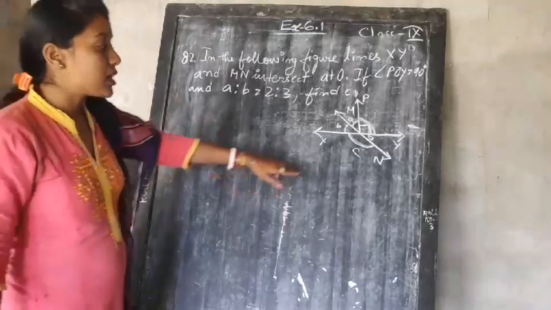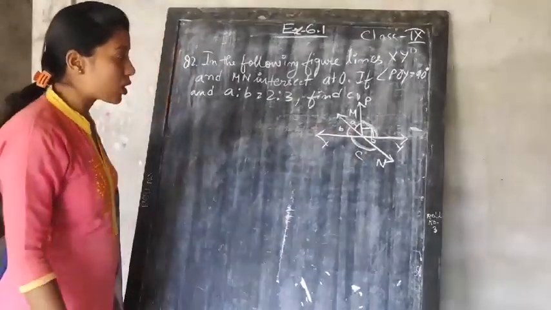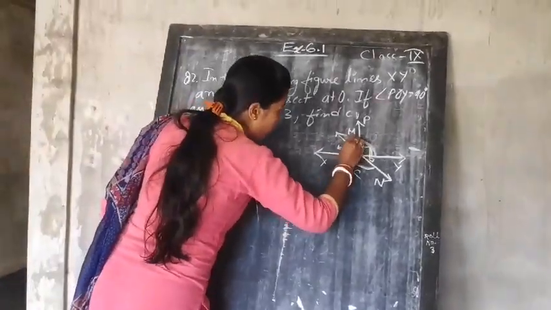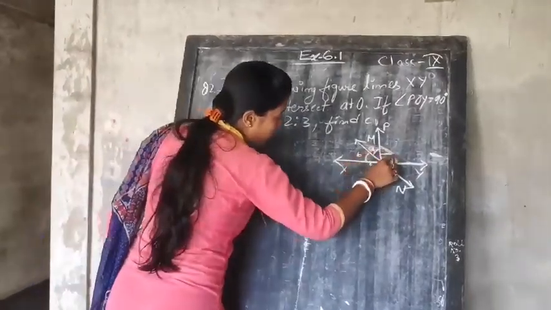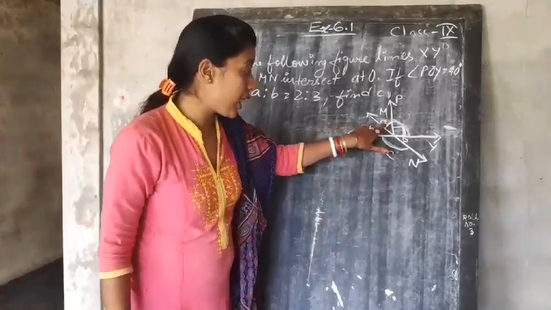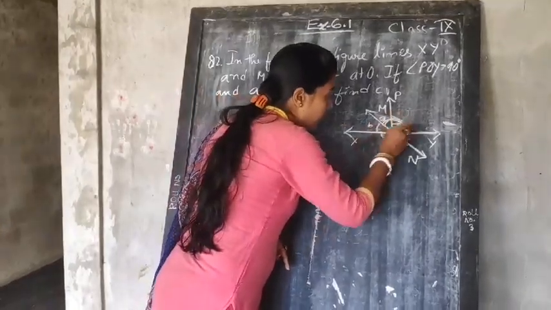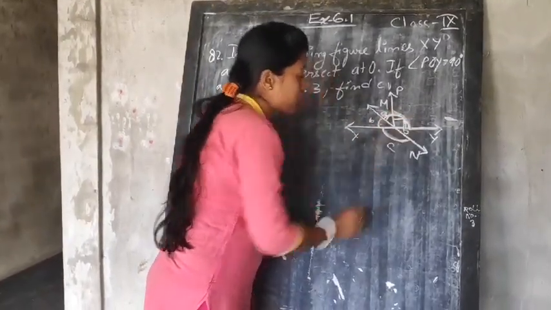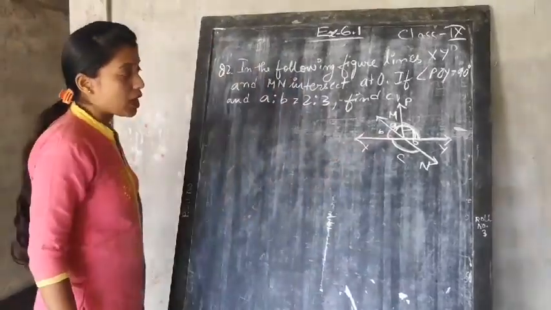Then we can easily find out C. So first of all, what we have to do? We have to find this one. The ratio A is to B is given to you, so we can find the value of A. Then we can tell that this and these are vertically opposite angles. Then we can easily find out C.